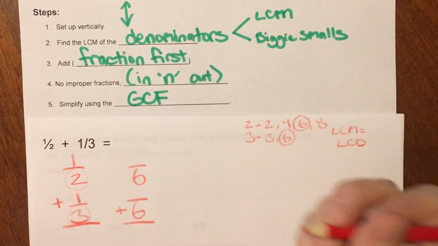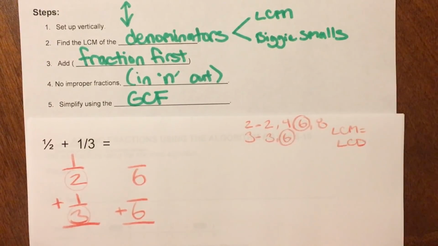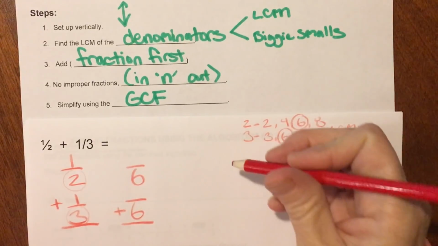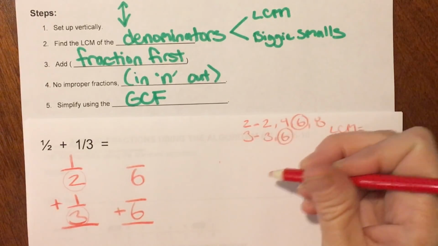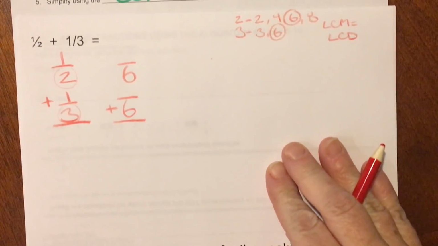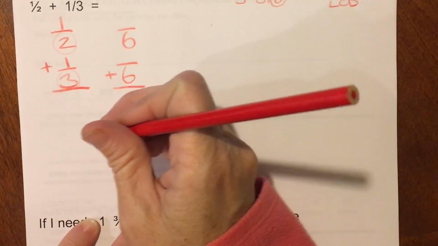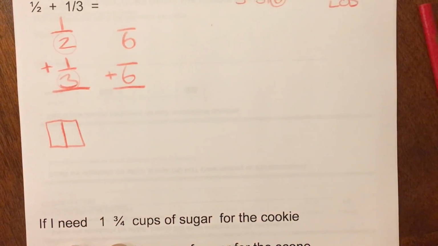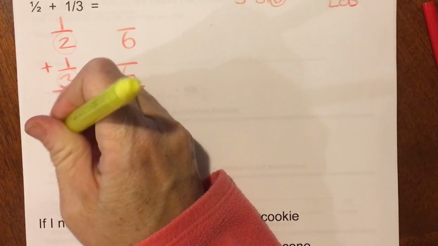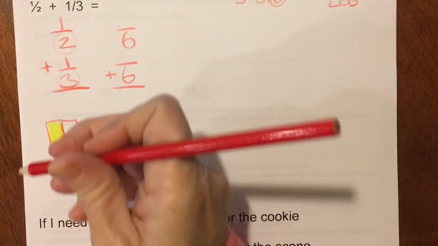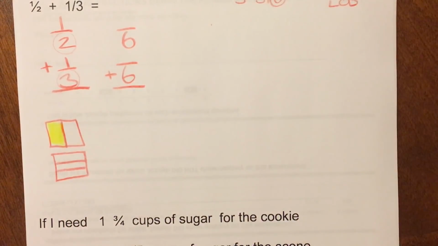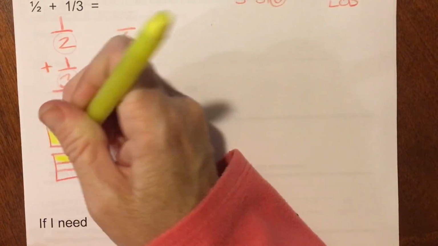The reason for that is, I want you to stop. I'm going to pause doing this, and I'm going to show you what it looked like when we did this using the area model. I'm going to move my paper down a little bit so you can see it. I would have drawn 1/2, and then remember I would have shaded it in, and then I would have drawn 1/3, and I would have shaded that in also.